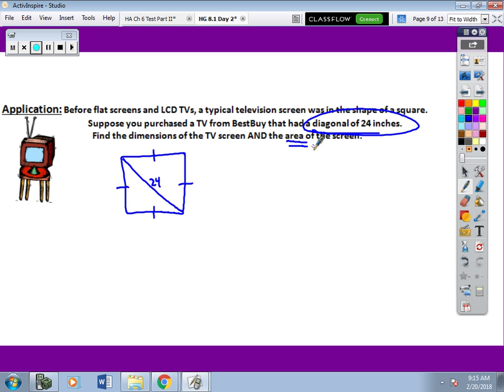So if it's a square, we know the dimensions are all the same. That's why we have these markings, which means if we don't know what the side length is, we can assign a variable: x, a, b, s, whatever. And we know in a square we do have 4 right angles. So we can complete the Pythagorean theorem. a squared plus b squared equals c squared. So x squared plus x squared equals 24 squared.